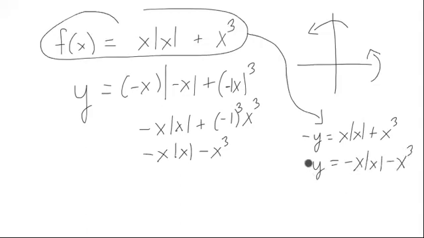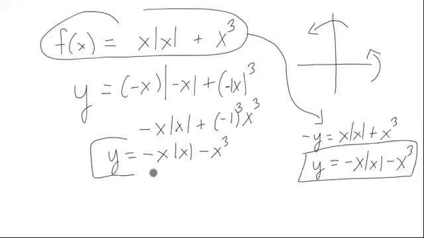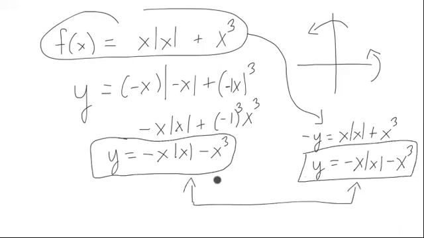Wait a minute. Reflection across the x-axis, which is this right here, replacing y with -y, look what it did. It gave us the exact same equation as we got when we multiplied all our x's by negative. Wow, look, see how these two things are the exact same?